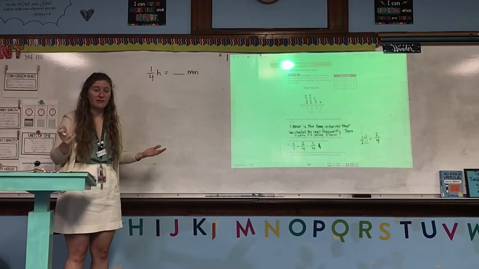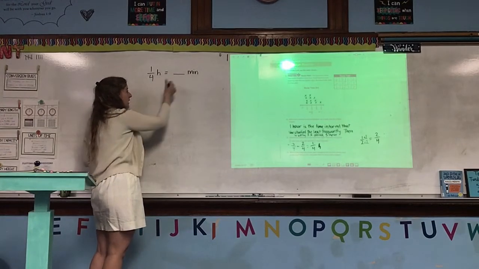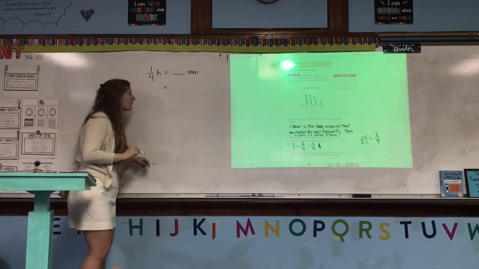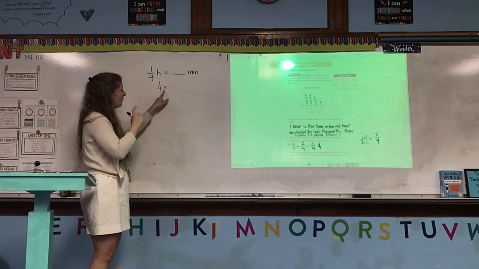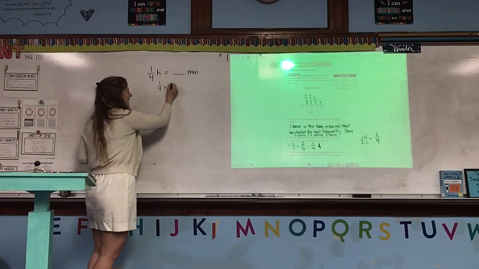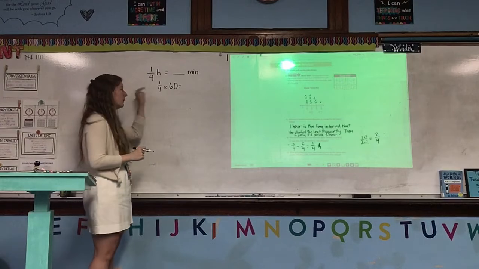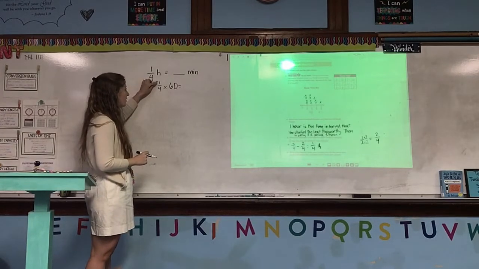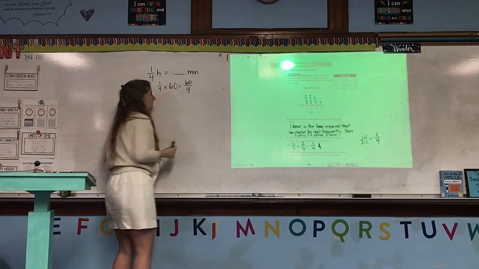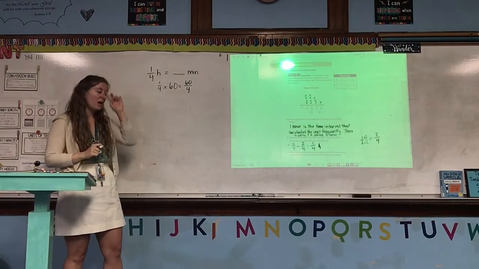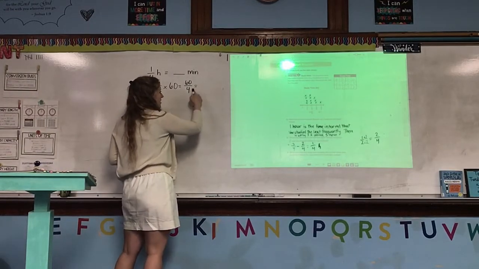Well, we know how to solve that. All we do is we know hours are bigger than minutes, so we're going from big to small, which means we start with what we know, and then we multiply it by the number of minutes in an hour. Well, 1/4 times 60, we know we multiply the numerator by the whole number, and then the denominator stays the same. That's an improper fraction, so we need to turn it into a mixed number.